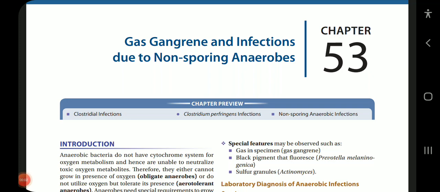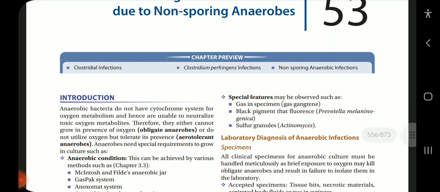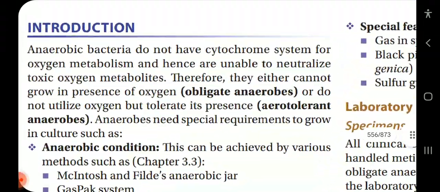Let's now start with the 53rd chapter of Apurba Sastry's Essentials of Microbiology, which is about gas gangrene and infections due to non-sporing anaerobes. In this chapter, we'll be previewing the Clostridium infections, Clostridium perfringens infections, and non-sporing anaerobic infections. In this video, we'll be covering the pathogenesis of Clostridial infection and the Clostridium perfringens infection, while the lab diagnosis and non-sporing anaerobic infections will be covered in the subsequent videos.